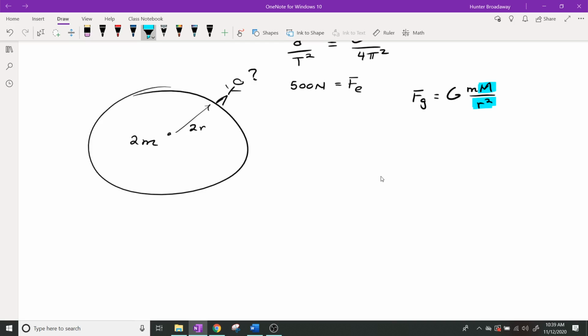Here is how I normally do this. I ignore everything else that's constant. G's not going to change. The mass of the person's not going to change. This is the only part I have to worry about, this m and this r squared. So it's 2m divided by 2r squared, which is really 2 over 4, which is 1/2. You're going to weigh half as much. So on a planet that's twice as massive and twice as big, you are going to weigh 250 newtons.